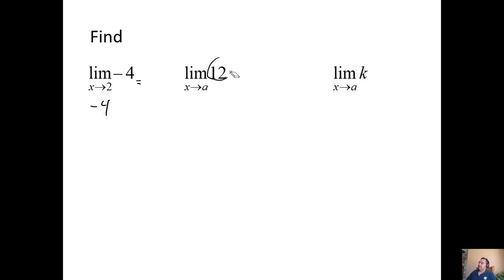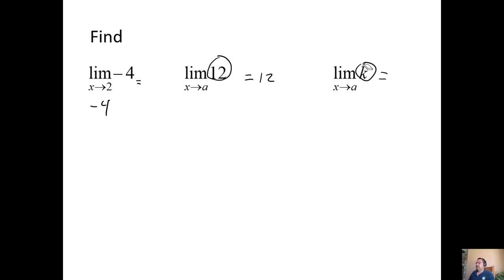Here the constant function is 12. No matter what you put in for x, your function has an output of 12. So as you put in numbers that get closer and closer to a, your outputs will tend to 12.